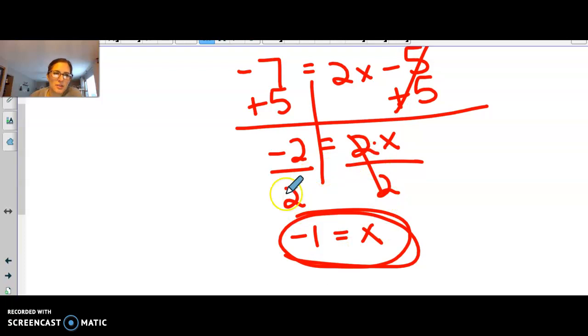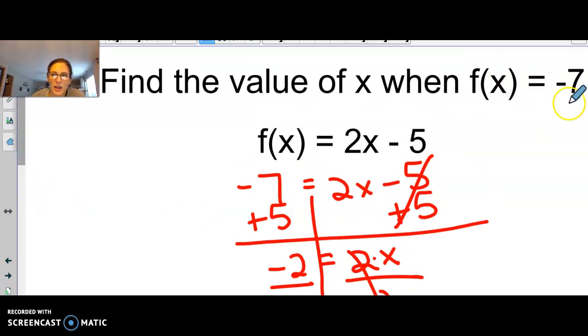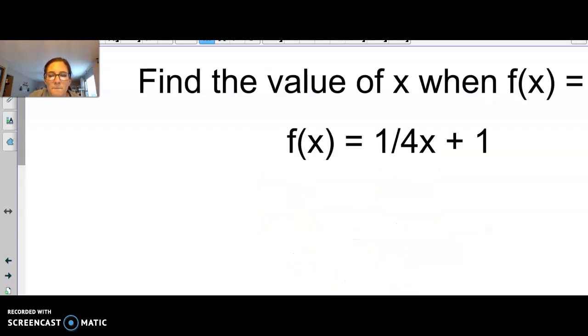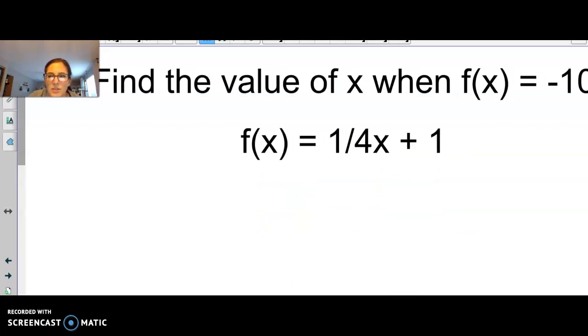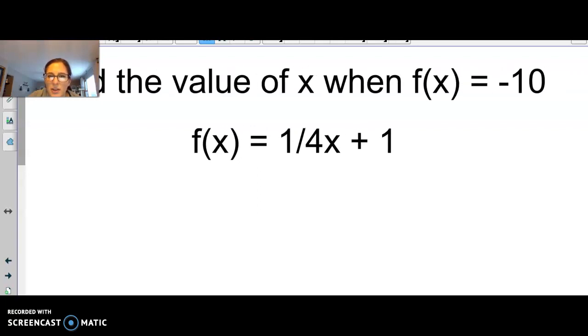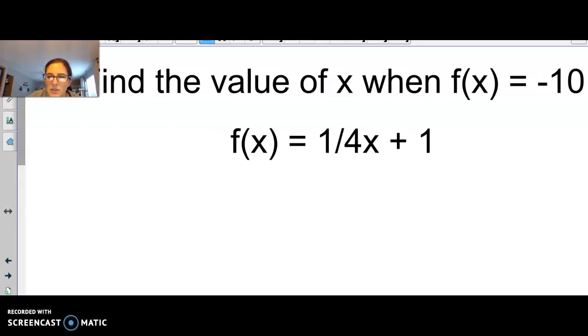Really, the biggest part of this is remembering where to put it in correctly for that x value. Once you have -7 here, it's really just like all the other problems we've done for quite a while now. Okay, so take a look at this one. Find the value of x when f of x equals -10. So where do I plug in -10 into the problem? What would be the correct way that this would look once it's set up?